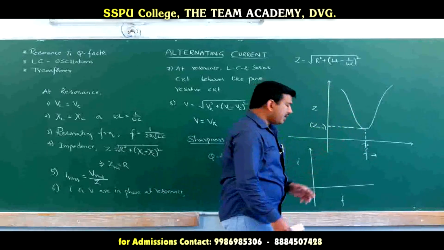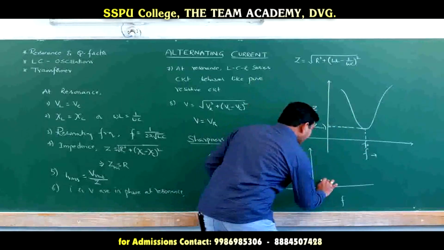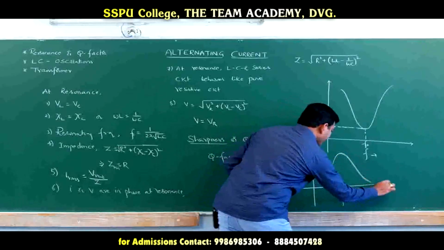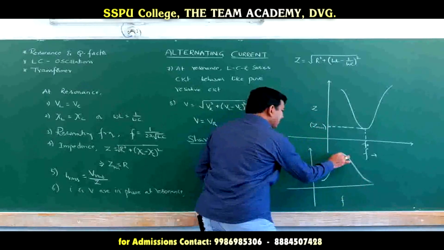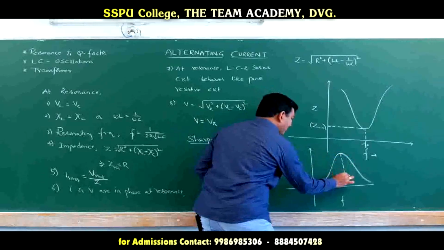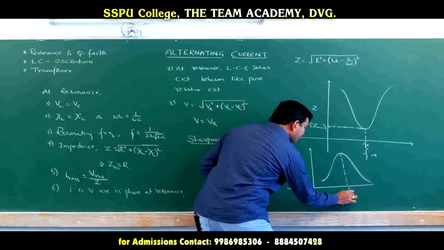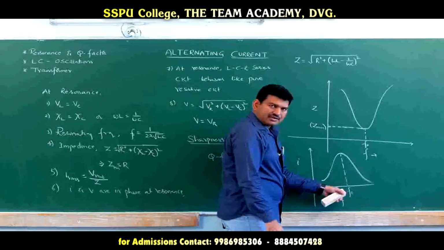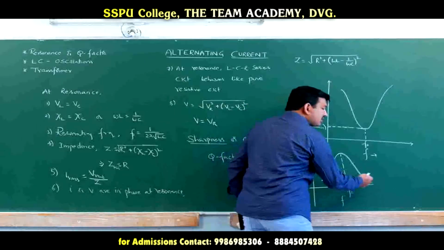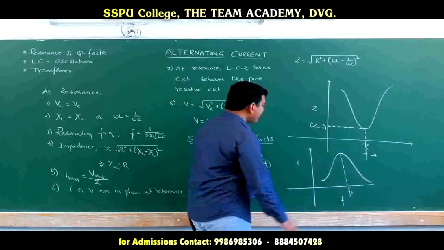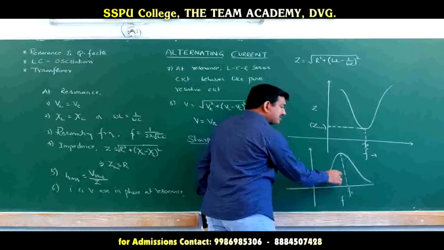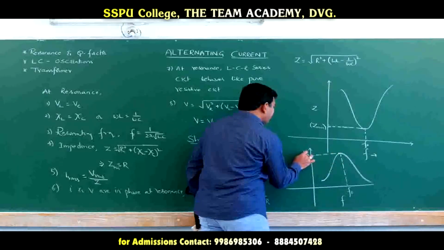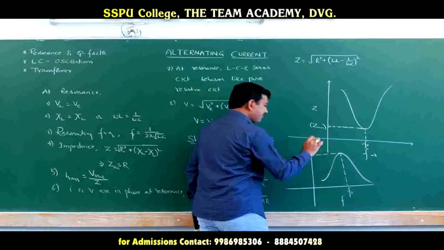Therefore current should increase and the graph will be like this. So if you see here, the current in the circuit is maximum for a particular frequency called the resonating frequency. For frequencies less than this resonating frequency and for frequencies more than this resonating frequency, the current in the circuit is less than the maximum value of current.